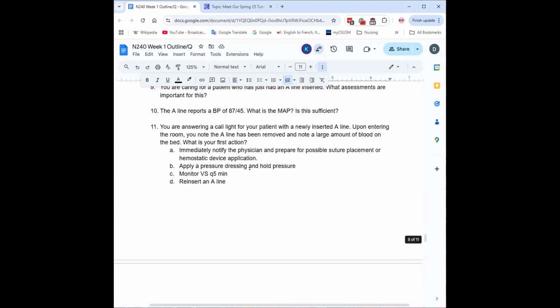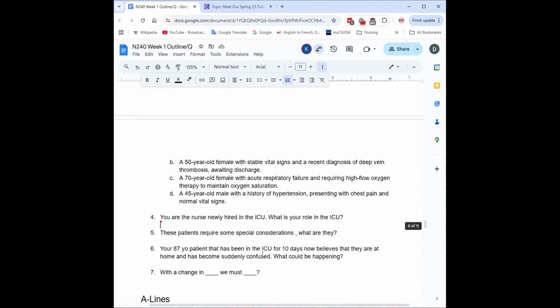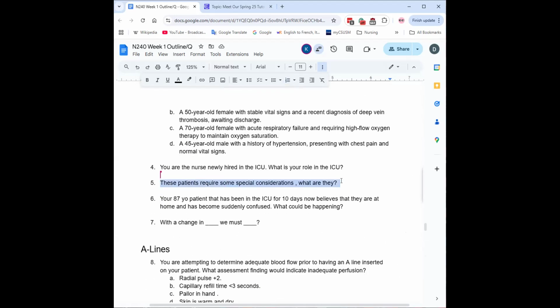Up to 5. Number 5 is so vague too. I'm so sorry, I'll add a bit more context. So your patients in the ICU, obviously we just talked about there's a lot of extra stuff that goes into this. There's a lot more care that needs to be provided. So these patients all have special considerations. What are some that you can specifically think about for your patients in the ICU?